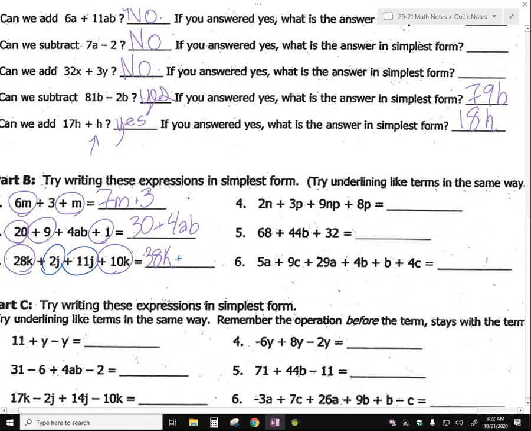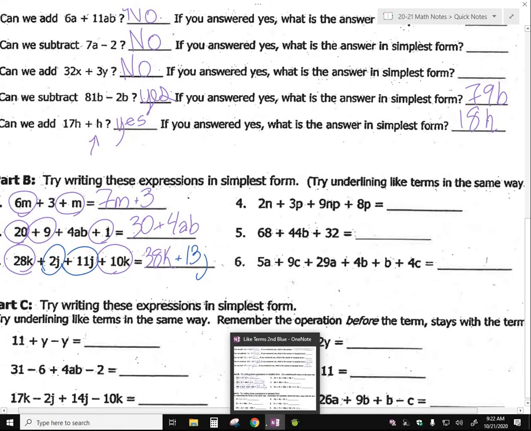Then I have 2J, and I'm adding 11J to it. 13 jack-o'-lanterns. And I've taken care of both of those that I need to. Because I can't combine the kangaroos with the jack-o'-lanterns to make, in a smoothie, some sort of kangaroo lantern.